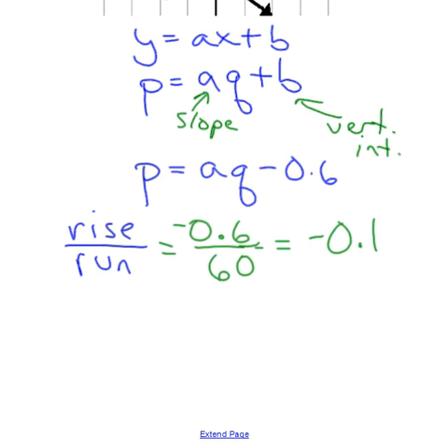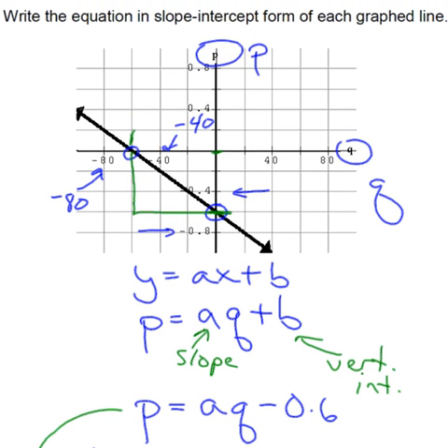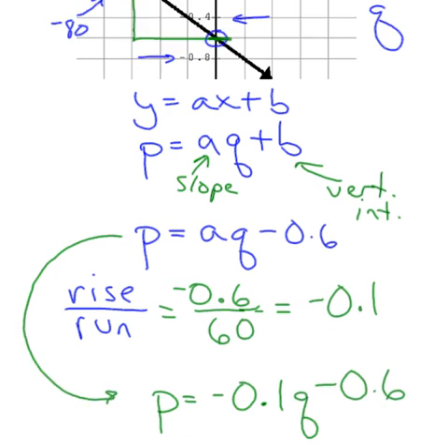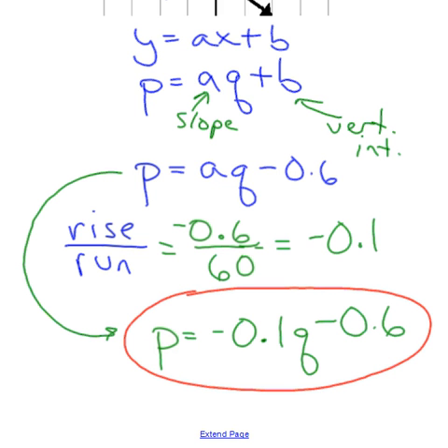So now I take this equation up here and put in what I now know as my slope. So that means P equals negative 0.1 times Q minus 0.6. So I just copied down the previous equation, stuck in my new slope, negative 0.1, and that's my slope-intercept form. So that's what we were asked for, write the equation in slope-intercept form of each graphed line. That's our slope-intercept form of the graphed line.